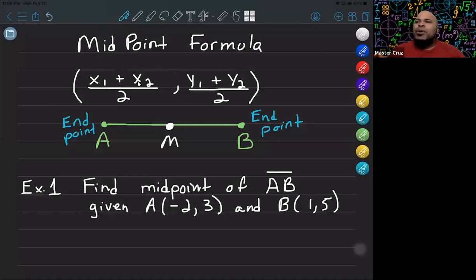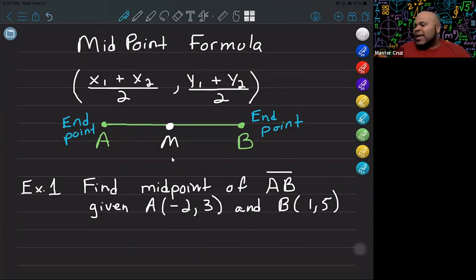So here we go. Midpoint is a point in the middle. If I have a point A, any point A, we're going to say that's an endpoint of my segment, and I have another endpoint B. The point right in between, exactly in the middle between A and B, is going to be called our midpoint. We're going to use the letter M to denote that point.